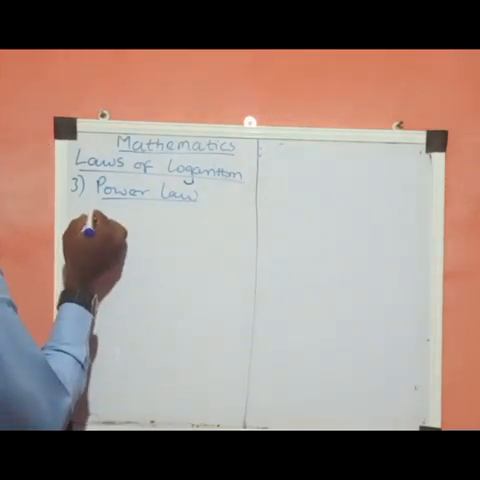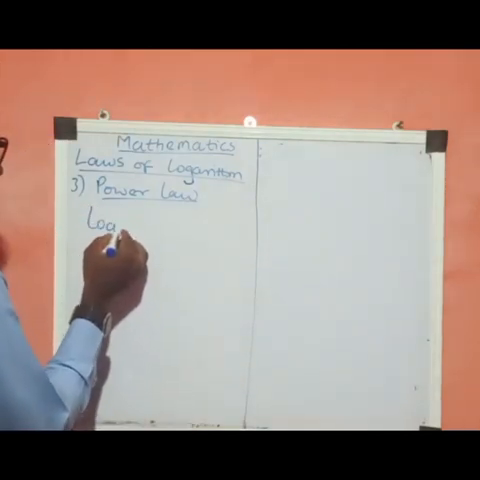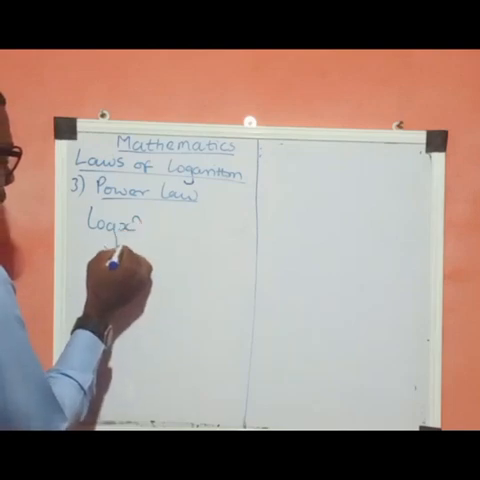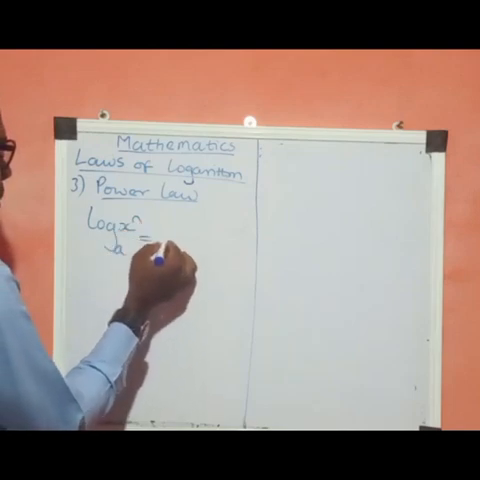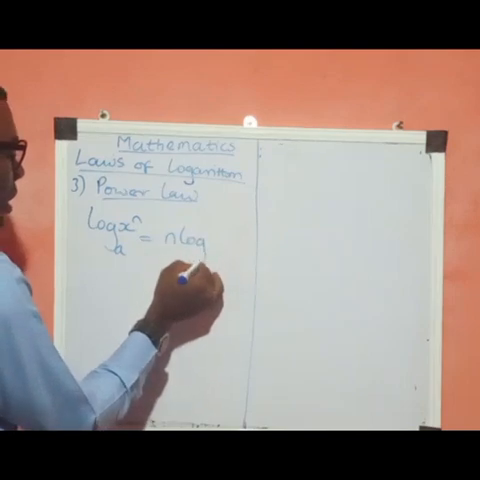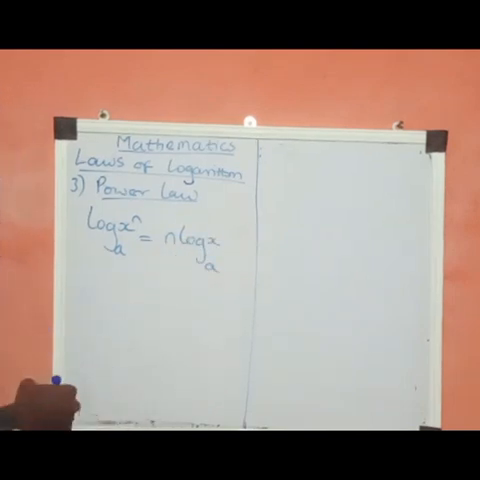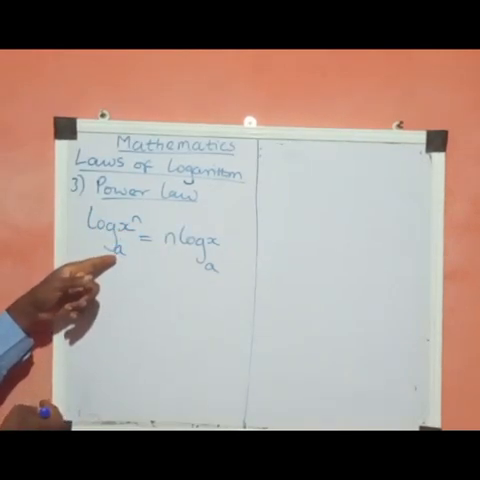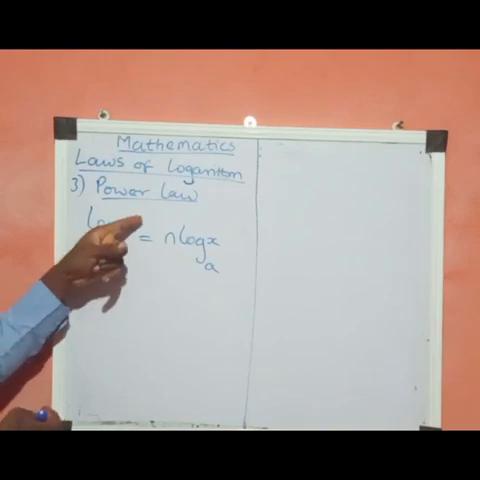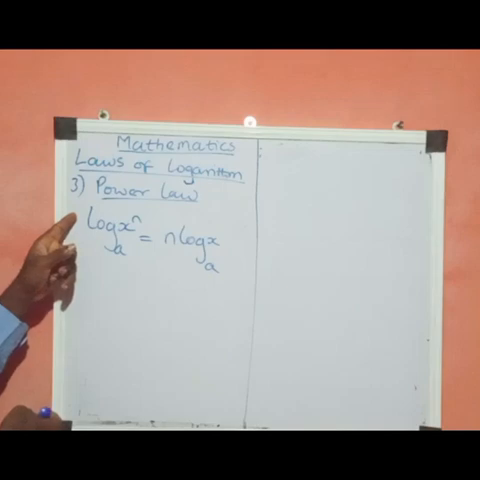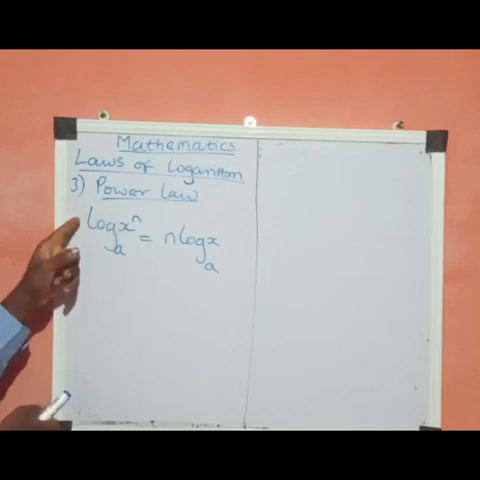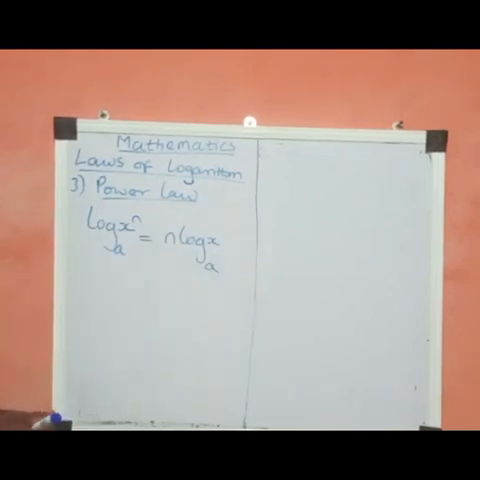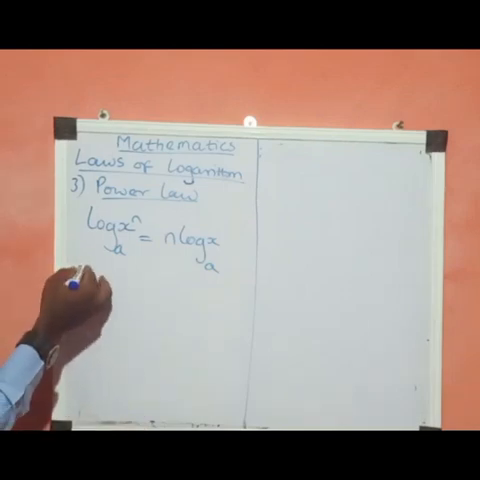The power law states that the log of a number x raised to power n to base a is equivalent to n log x base a. That is, if the log of a number raised to a certain power to a given base is to be expressed, the power is going to be brought behind the logarithm so that the power will multiply the logarithm of that number.